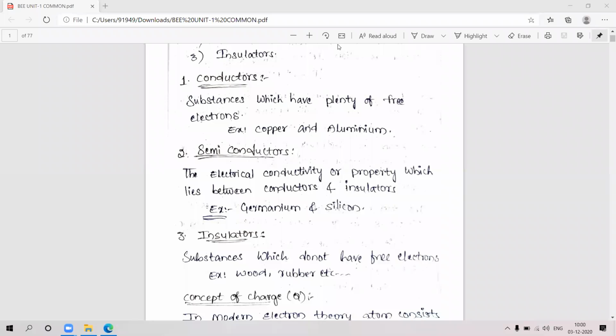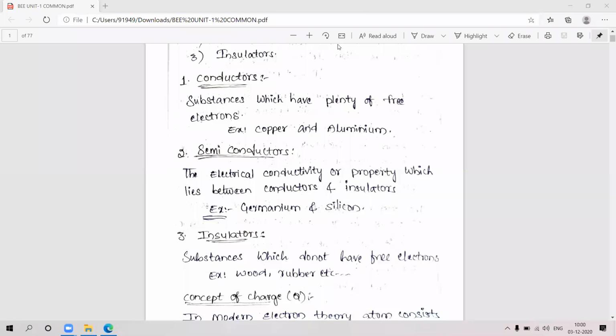Now coming to the insulator part. What is meant by an insulator? An insulator is one that does not have any free electrons, so it is not going to conduct. Examples are wood, rubber, etc. Many such elements are there. So this is all about the classification of materials.